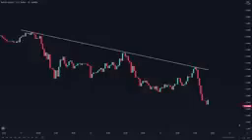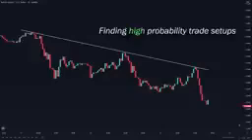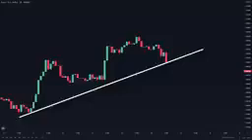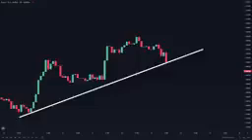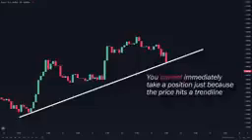So now that you know how to draw trend lines effectively, it's time to go in depth into how you can utilize these trend lines to find high probability trade setups. First, let's start with the continuation pattern, which is a pattern that occurs when price bounces back to the direction of a trend right after hitting a trend line. Now remember, you cannot immediately take a position just because the price hits a trend line. You need to use other price action techniques to confirm your analysis.